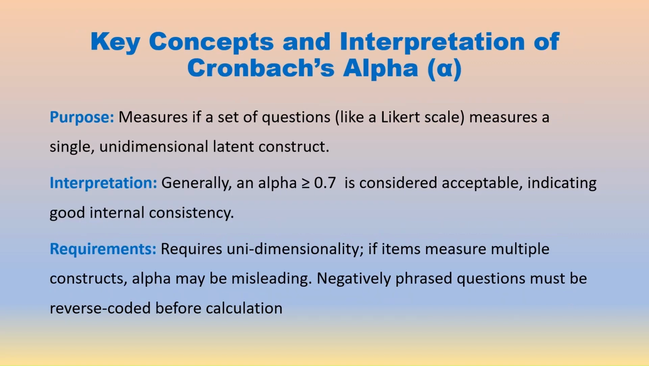Key concepts and interpretation of Cronbach's alpha. Purpose: measures if a set of questions, like a Likert scale, measures a single unidimensional latent construct. Interpretation: generally, an alpha greater than 0.7 is considered acceptable, indicating good internal consistency. Requirements: requires unidimensionality; if items measure multiple constructs, alpha may be misleading. Negatively phrased questions must be reverse coded before calculation.